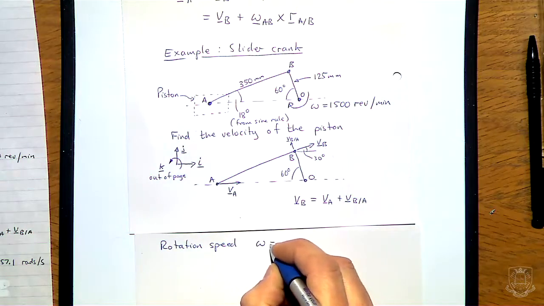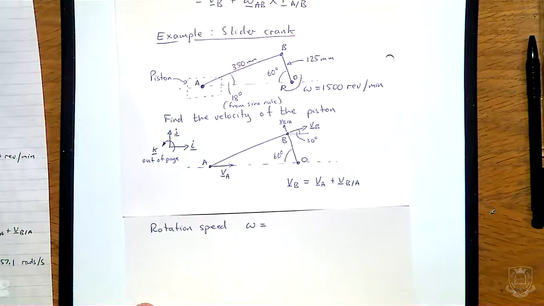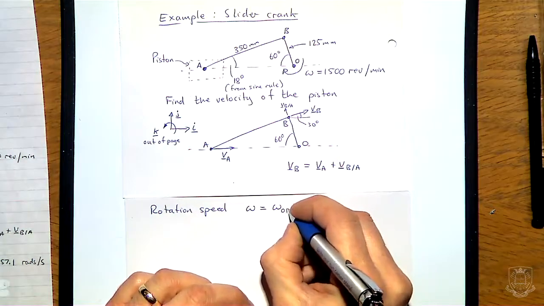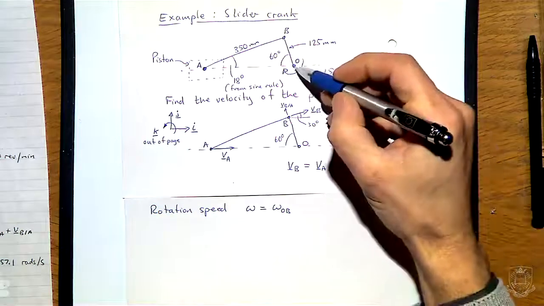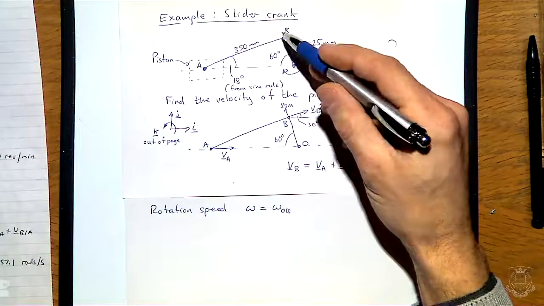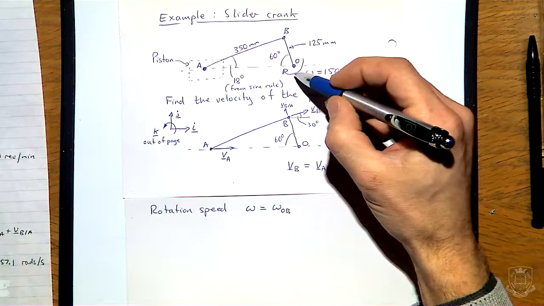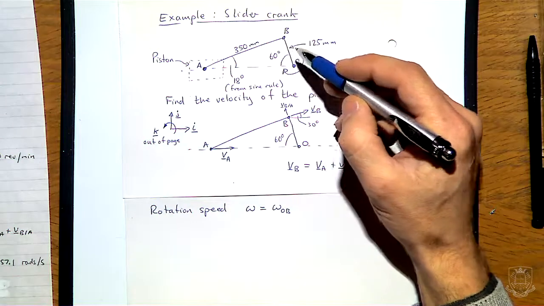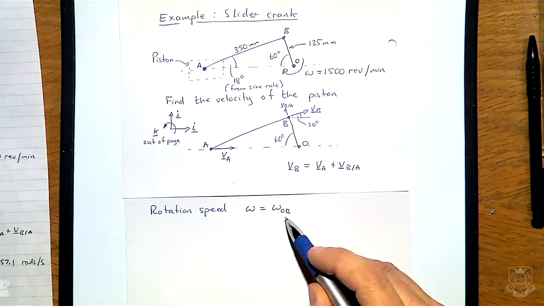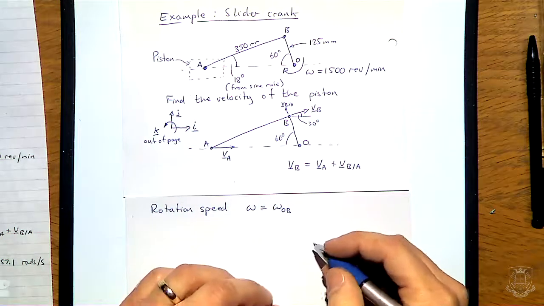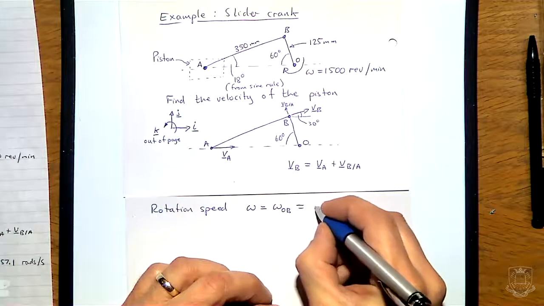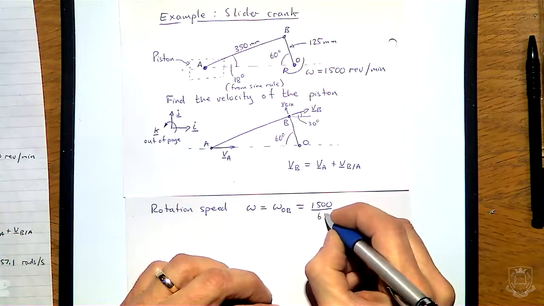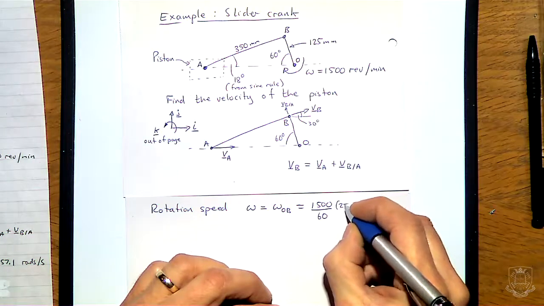So what we're given in the question is an omega. Let's label it omega 0 to B. So that means this is point 0, this is point B. If we've got omega 0 to B, it means the rotation of omega relative to B. So that's why we've labeled this 0B here. And let's change this to rads per second. So we've got 1500 revolutions per minute. So we divide by 60 times by 2 pi.